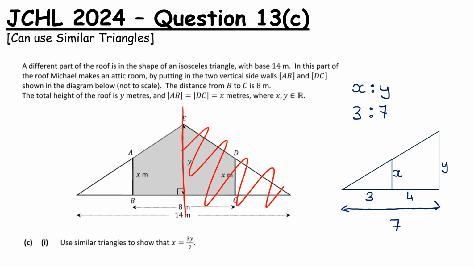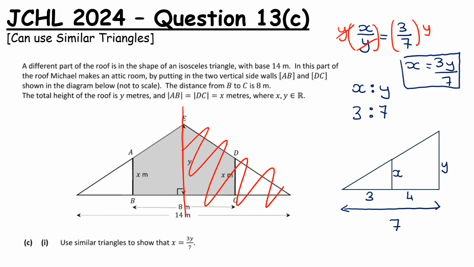This is not going to get us anywhere because we don't have numbers. So what we're going to do is put x over y and put 3 over 7. To get that x on its own, we're going to multiply both sides by its denominator, which is y. And that gives us our answer of x equals 3y over 7, which is exactly what they've asked for. Again, we can use similar triangles here, but using this ratio theorem just makes things a little bit quicker, a little bit more efficient.